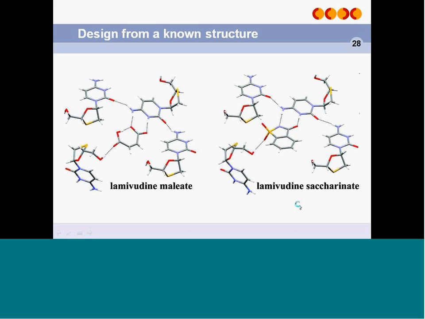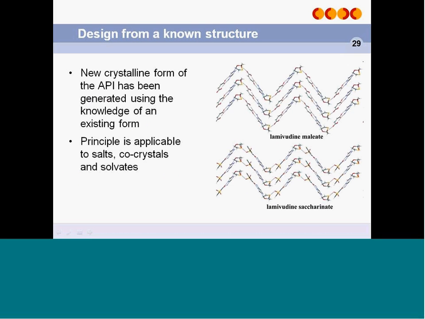So what they found in their case was that there was indeed a structure of the maleate. You could form a salt of lamivudine maleate, and hydrogen bonding of the counterion to the host framework is in fact the same. And then if we look at another orientation of the structure, you can see just how much similarity there is between the two. Essentially we have simply replaced that counterion in the centre and retained the host framework. So a new crystalline form of the API has been generated purely using the knowledge of an existing form.